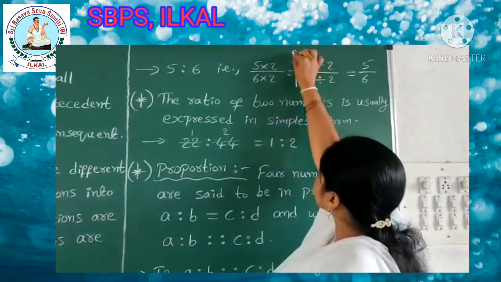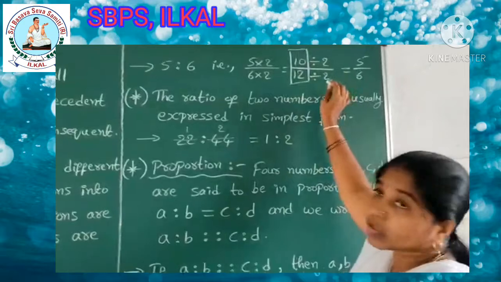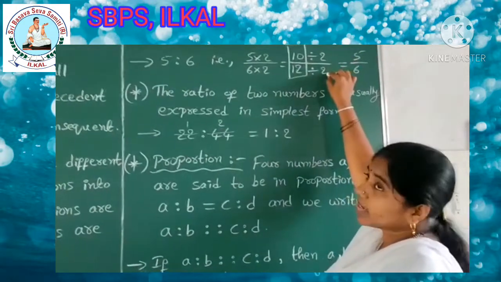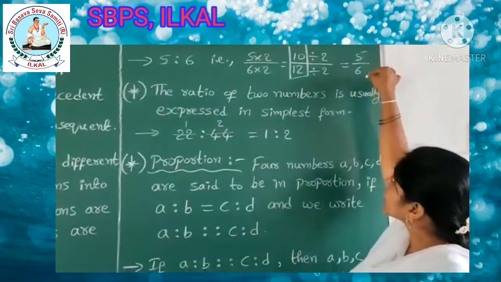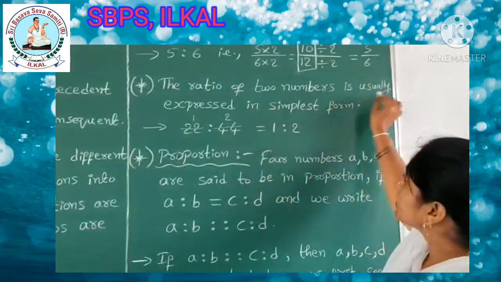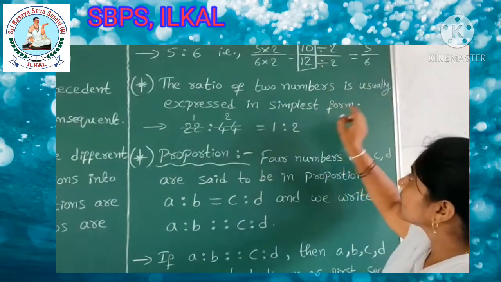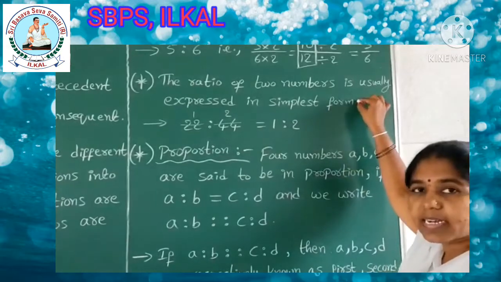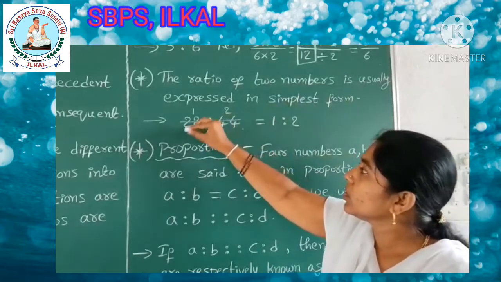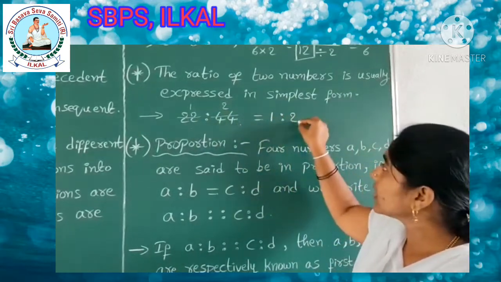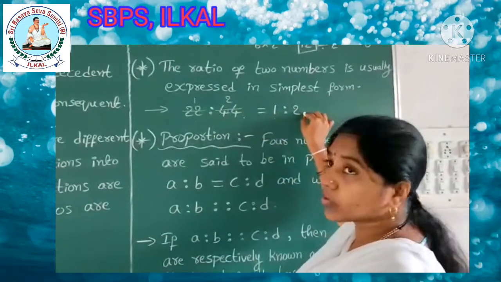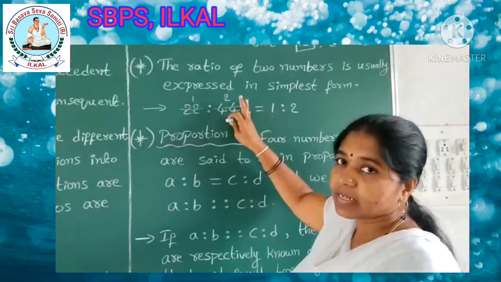Now consider this another example. If I take 10:12 and divide with the same number, divided by 2 here and also divided by 2 here, again I got 5/6, which is nothing but 5:6. The ratio of two numbers is usually expressed in simplest form. Always we will write the ratio in simplest form, children. If they give 22:44, you can simplify it. We will get 1:2. 22 ones are 22, 22 twos are 44, I strike out, children. I got 1:2. With the HCF we will divide it.